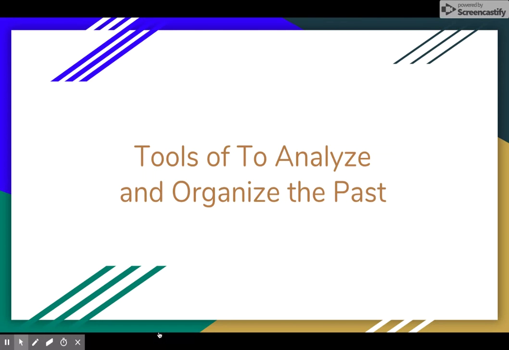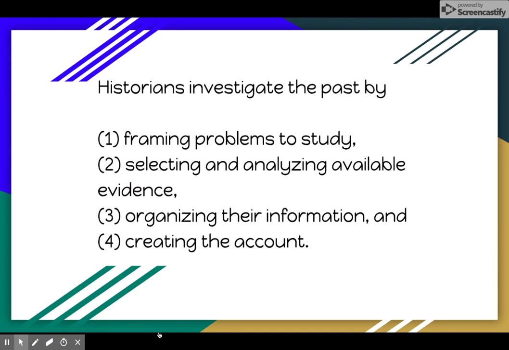So how do historians really investigate the past? Well, first they frame the problem they want to study. So that's the particular event or person that they want to study. Then they select and analyze available evidence. So that's where primary and secondary sources come in. And then they will analyze those sources. So they'll check for internal and external consistencies that we talked about last time. And then they'll organize their information. And then number four, they will create their account or their perspective of all this information that they have gathered.